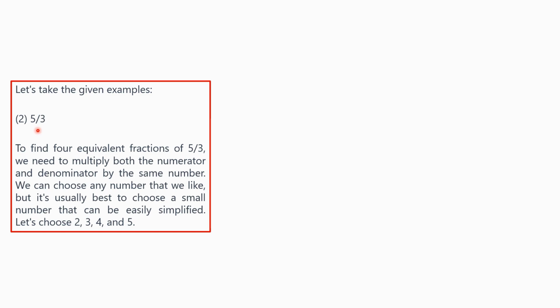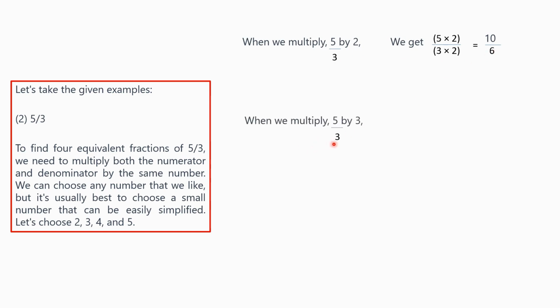In the first step, we multiply the numerator and denominator of 5 by 3 by 2, which gives us a new fraction, 10 by 6. In the second step, we multiply the numerator and denominator of 5 by 3 by 3, which gives us another new fraction, 15 by 9.